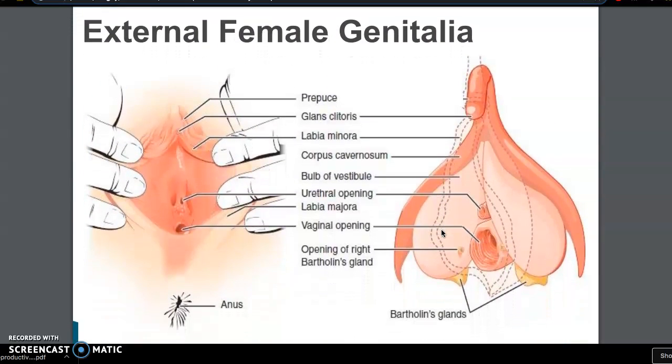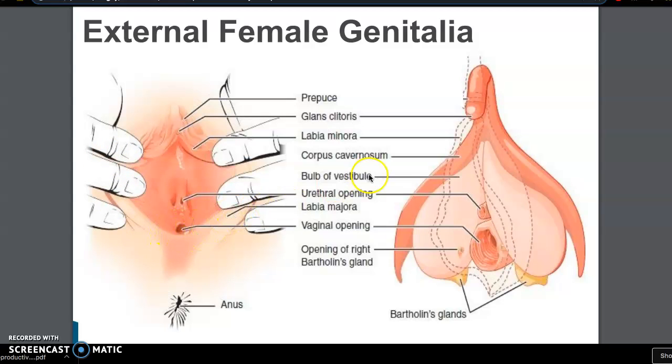So moving on, we have the external female genitalia. There's the glans clitoris, mentioned earlier, which has the same structure as a penis, but it's a lot smaller and not as visible. It's normally covered by the lips, which are anatomically called the labia minora and the labia majora. The minora has a thinner lip and it's closest to the clitoris, whereas the labia majora are thicker and fleshier and further away.